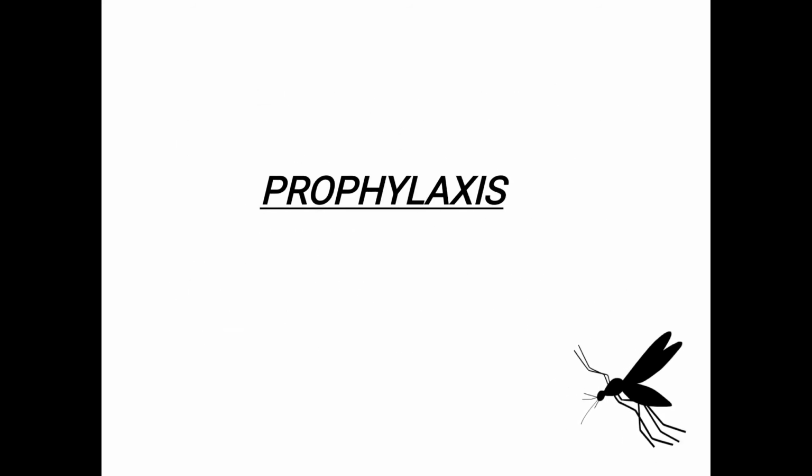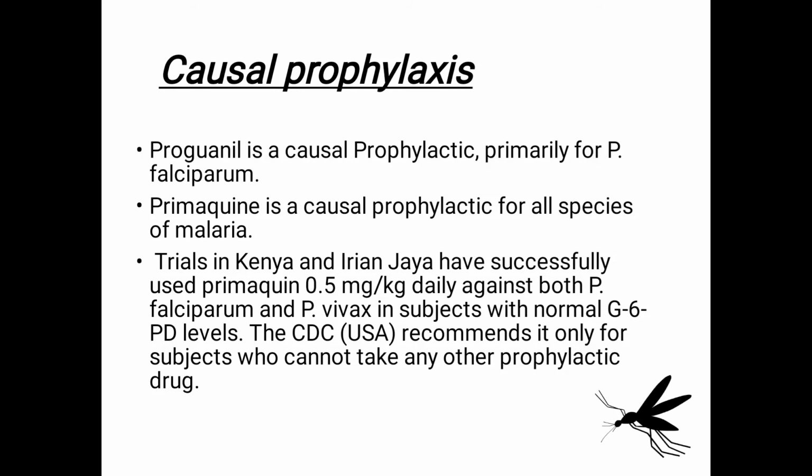Coming to the prophylaxis. So how can we prevent malaria? Chemoprophylaxis of malaria may refer to absolute prevention of infection, that is causal prophylaxis, or to suppression of the parasitemia and its symptoms, that is clinical prophylaxis. The causal prophylaxis is provided by the tissue schizonticides, which destroy the exoerythrocytic forms of the parasite. The clinical prophylaxis we will discuss later.